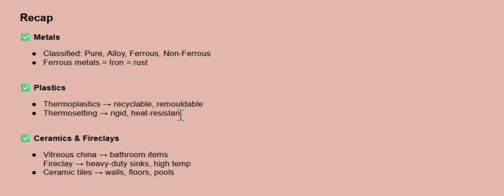Okay, so to recap, in plumbing, the solid materials that we use tend to be either metals, plastics, or ceramics. When it comes to metals, they can be classified as pure or alloy, ferrous, which means it's got iron in it, or non-ferrous. Remember, ferrous metals have iron, and anything with iron in it will lead to rust. Plastics can either be thermoplastics, which means they're remoldable. You can use them again and again. Once you've melted them down, you can reshape them. Thermosetting means they cannot be reused after they've set into their shape.